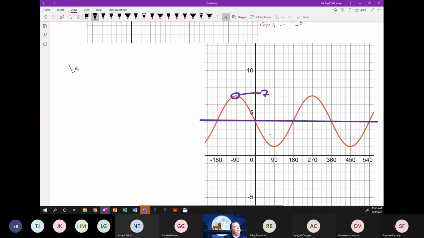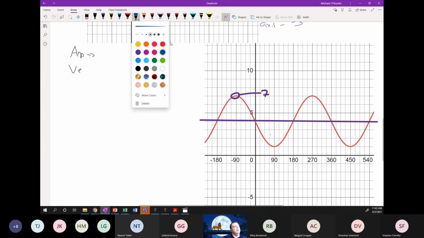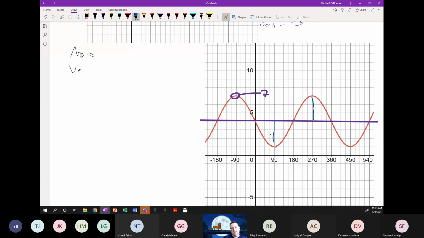Who can tell me, do we have a vertical shift? Oh, sorry. What's the amplitude of this? So once you have your vertical shift, you can find your amplitude. So you're looking for how much it goes up from the axis, how much it goes down from the axis. Good. Our amplitude's 3. Perfect. Do we have a vertical shift on this one? Did the axis of symmetry go up or down? Good. Vertical shift is equal to our axis.